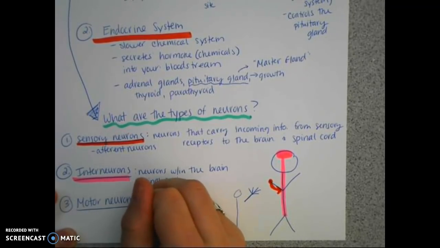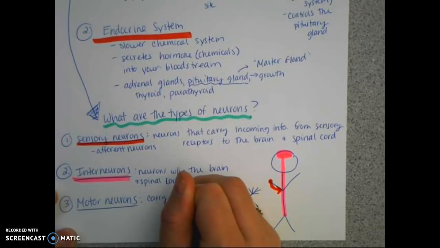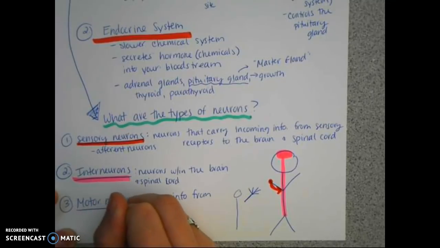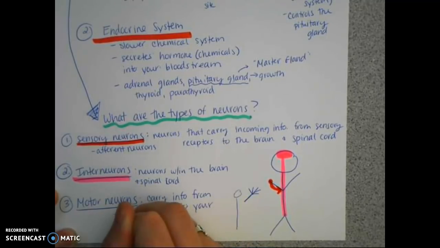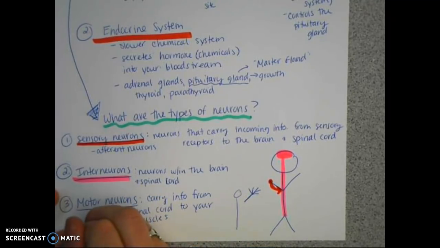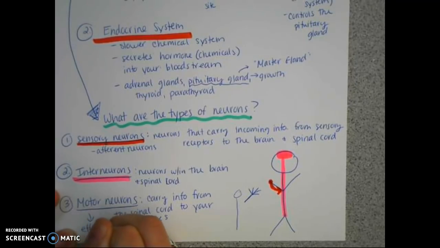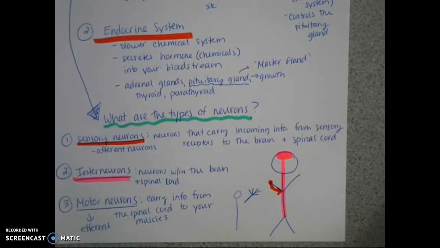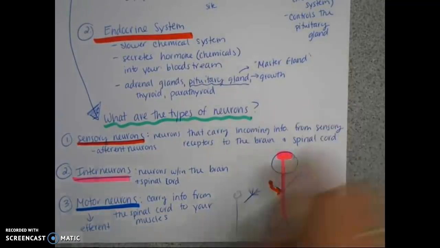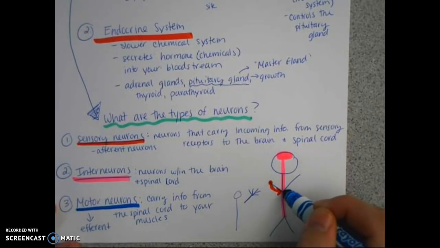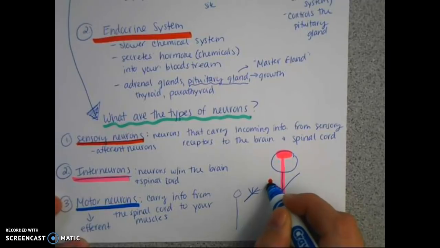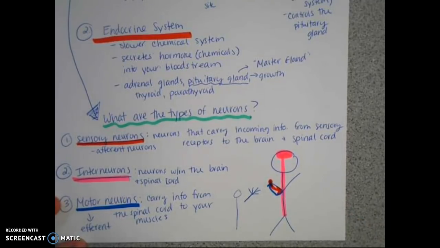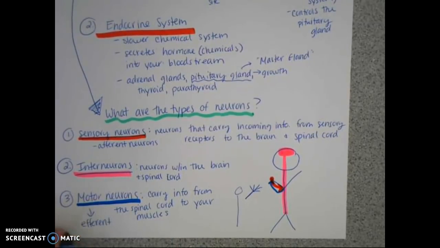Motor neurons carry information from the spinal cord to your muscles. And these are also called efferent neurons. So in this case, if you want to move your hand, let's say actually hit the person's hand back, that information will go down your spinal cord with interneurons, and then it will go to motor neurons that will connect to the muscles of your hand, telling you to move your hand so you can slap the other person's hand in response.